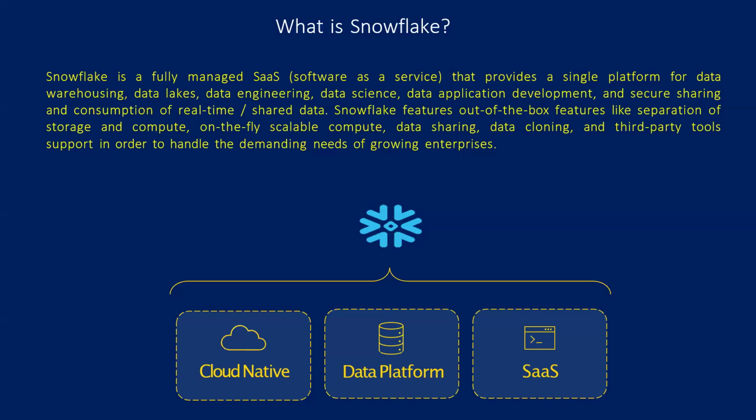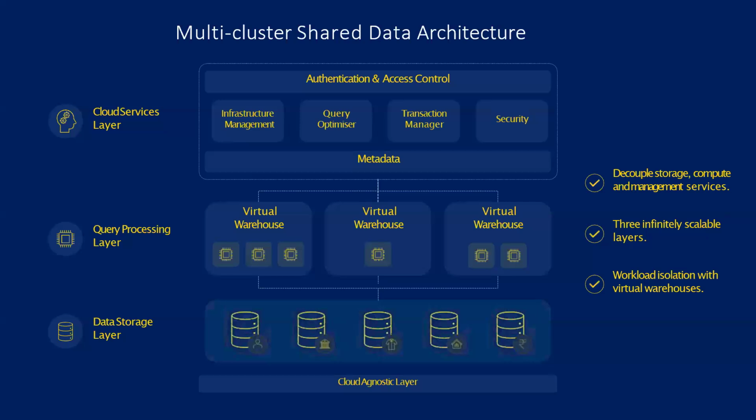Now see, this is the Snowflake architecture that you will get. Snowflake is called a multi-cluster shared data architecture, which is a hybrid architecture. If you take any traditional data warehouse, there can be either a shared disk architecture or a shared nothing architecture. In both of them, there are limitations. But here you get a multi-cluster shared data architecture, which is a hybrid architecture.